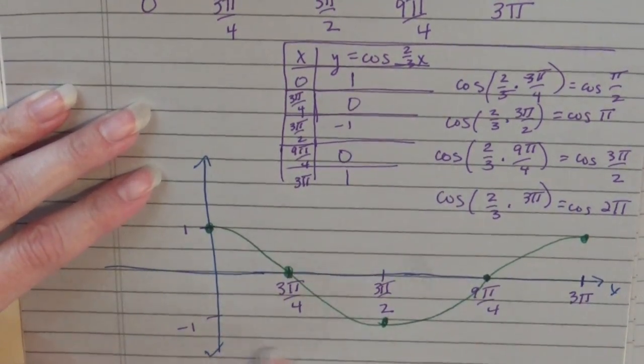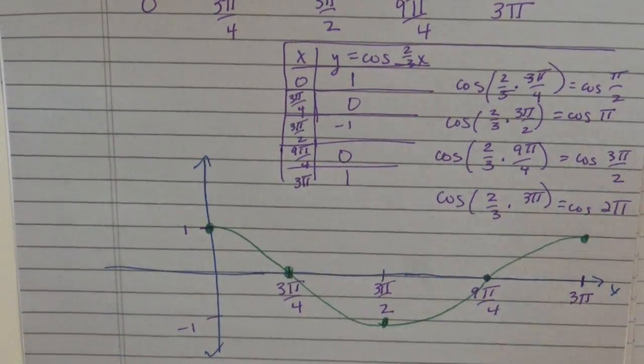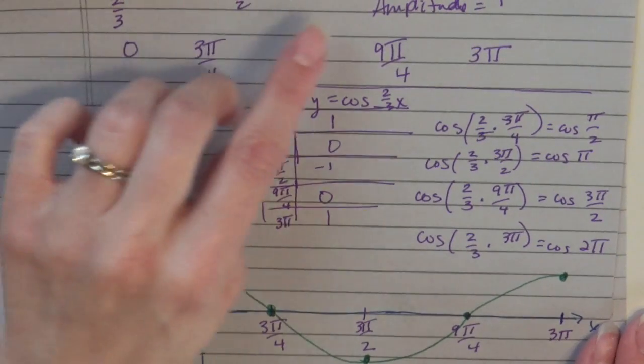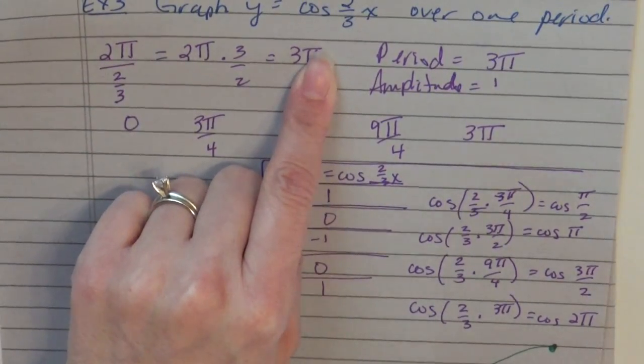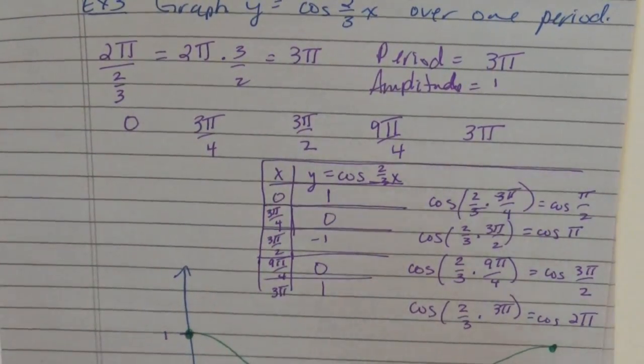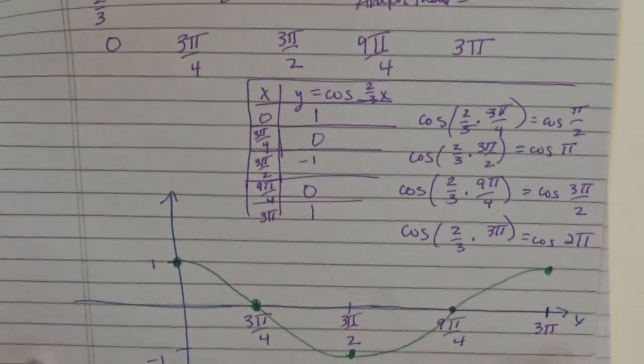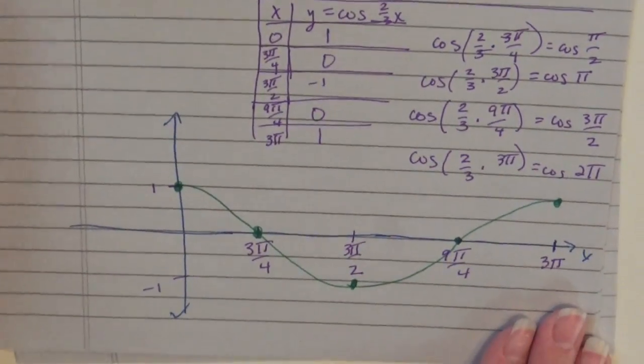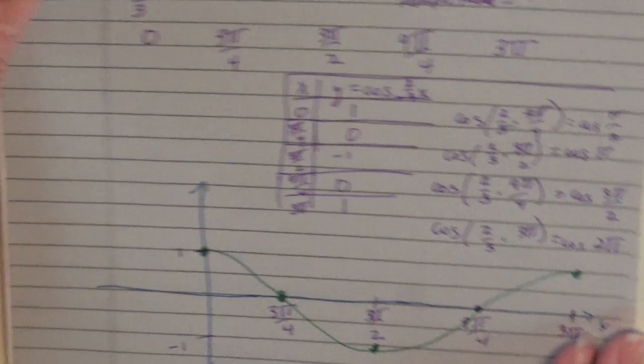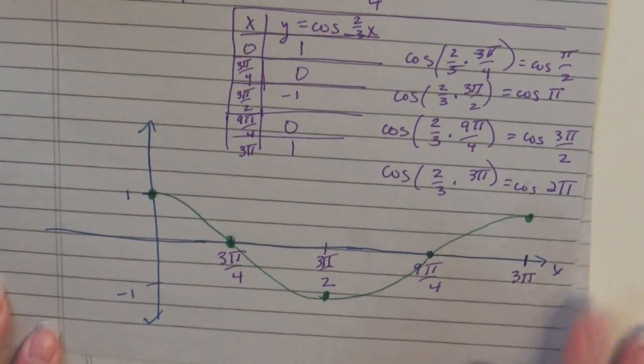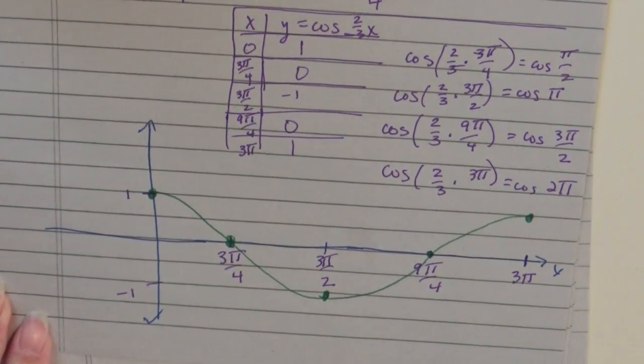The interval was from 0 to 3 pi. So really the only thing different about graphing y equal cosine of 2/3 x versus y equal cosine of x is that the period is different. If it had been y equal cosine of x, the period would have been 2 pi. This one, the period was 3 pi. Well, that's example 3.